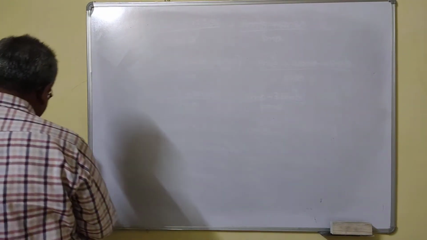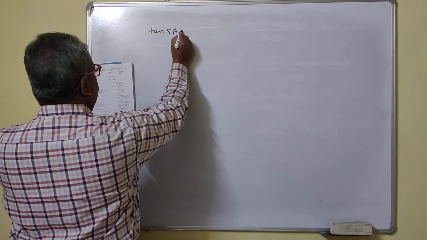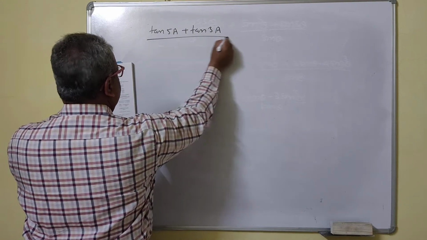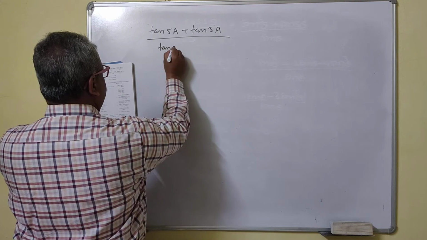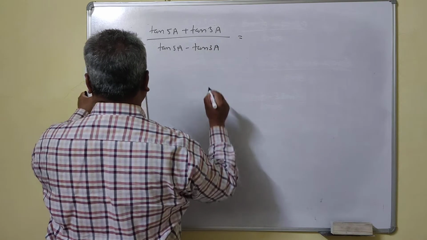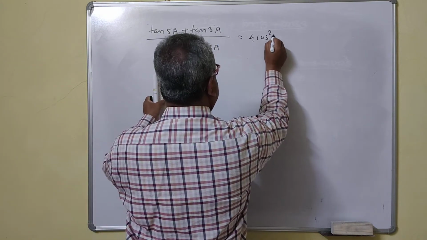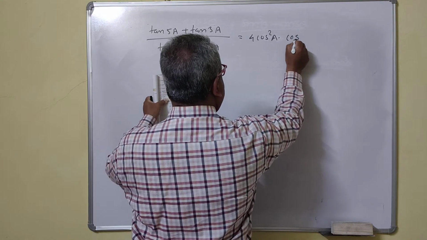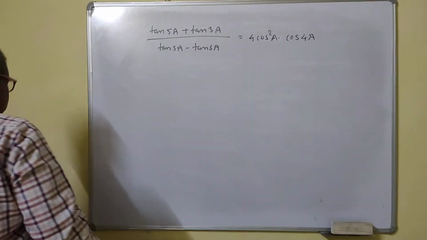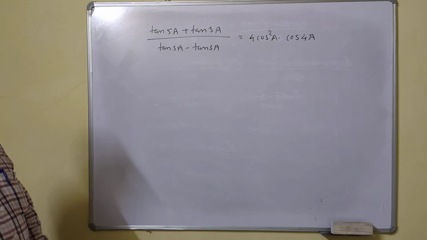Next, prove that (tan 5a plus tan 3a) upon (tan 5a minus tan 3a) is equal to 4 cos square a into cos 4a into 4 cos a. Okay.